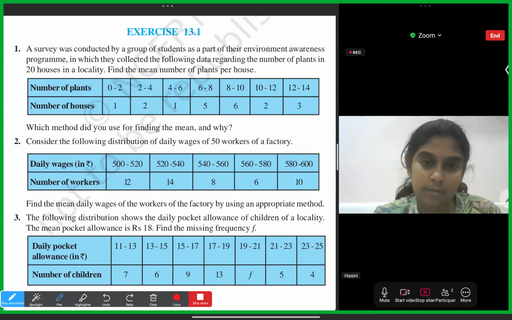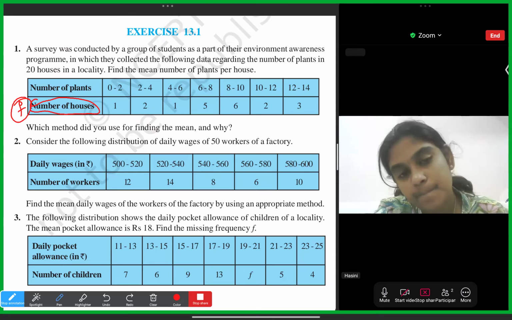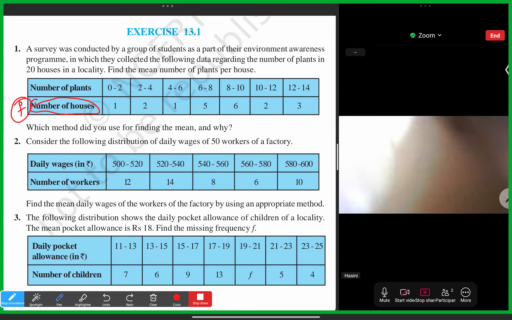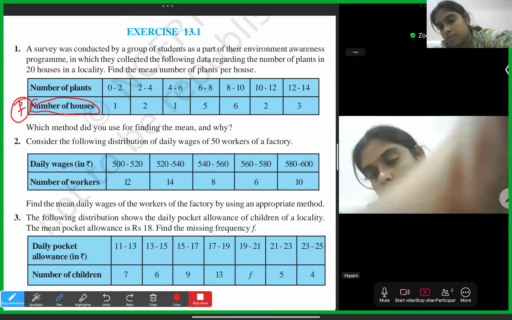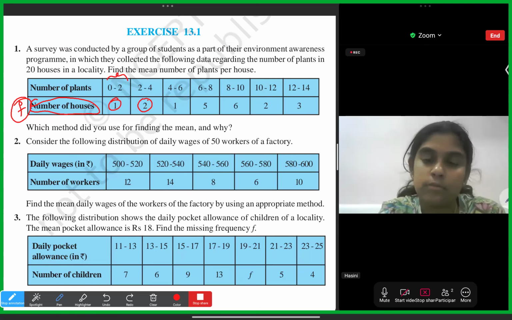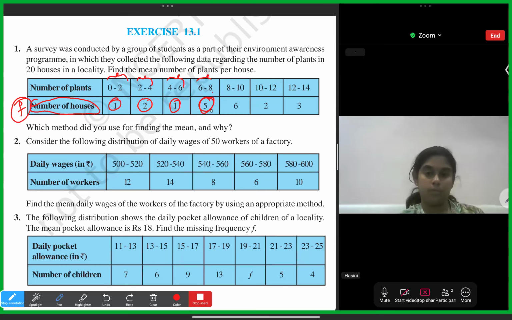So here, first we need to understand what the class intervals are and what the frequency column is. The frequency column is the second one. We call it the frequency column because frequency is the number of times something is repeating. This survey is about plants, conducted in around 20 houses. One house has 0 to 2 plants. Two houses have 2 to 4 plants. One house has 4 to 6 plants. Five houses have 6 to 8 plants.